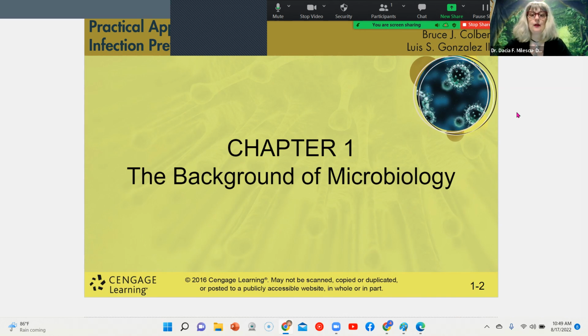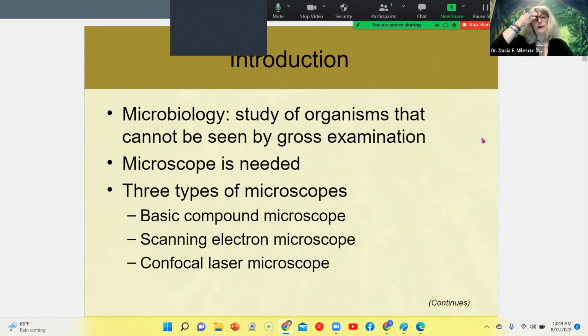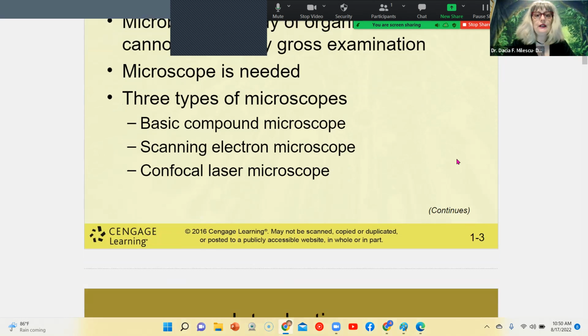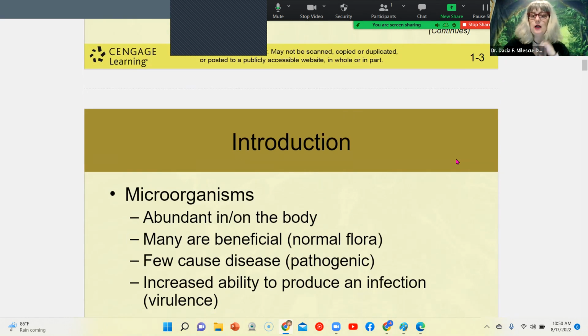So the three different types of microscopes that we currently use are the basic compound microscope, the scanning electron microscope, and the confocal laser microscope. The one most commonly used in large colleges and universities, as well as clinical settings such as private offices and, of course, hospitals, is the basic compound microscope. You could read a little bit more detail about that in the book.